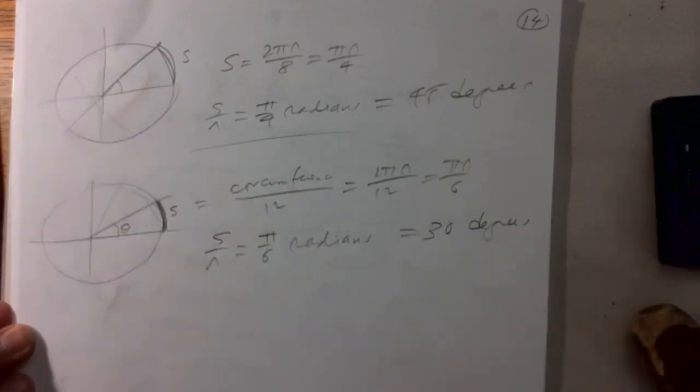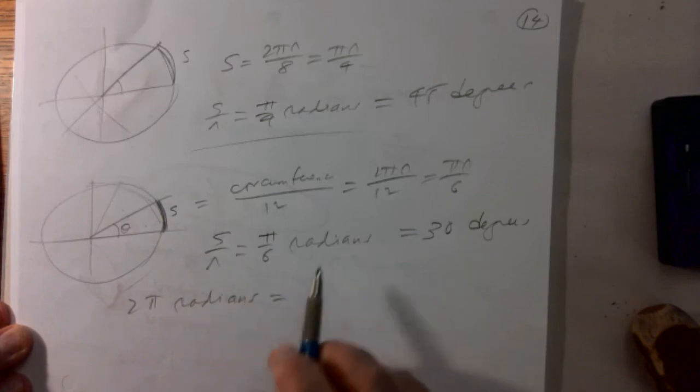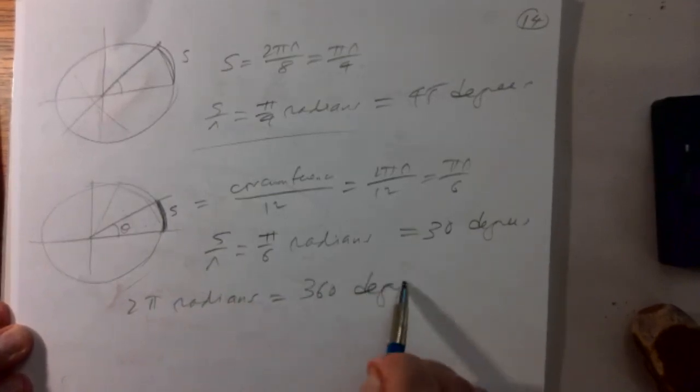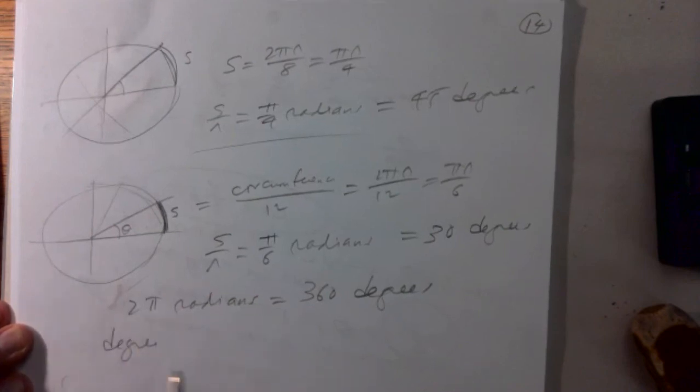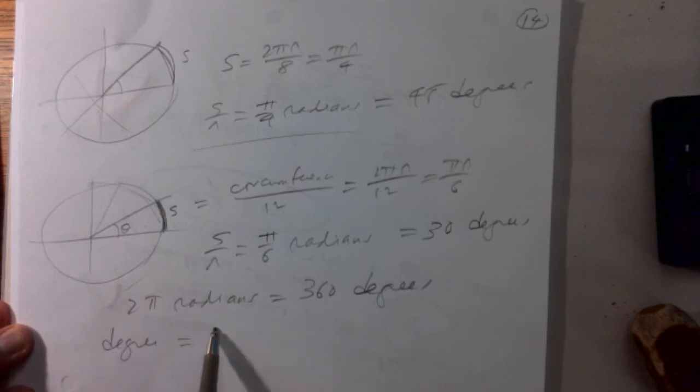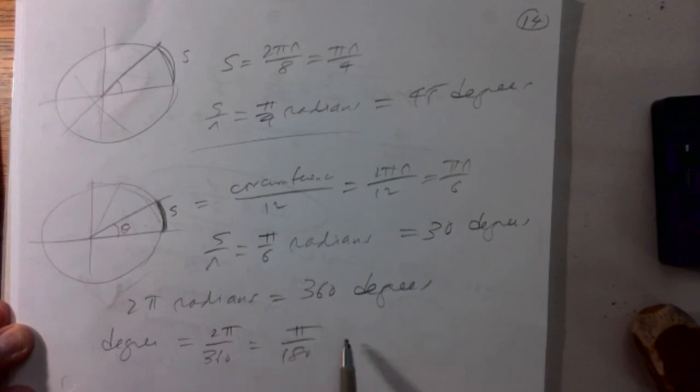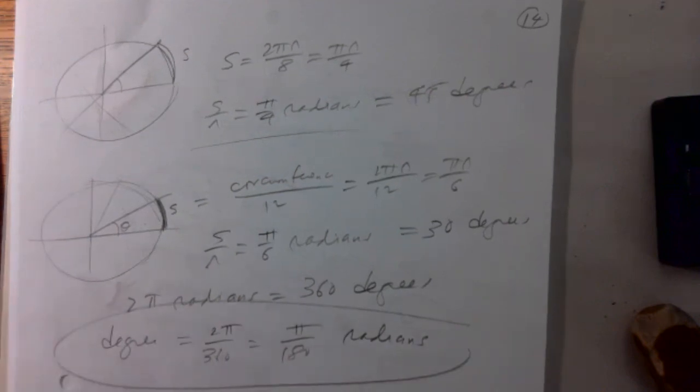If you went all the way around, 2 pi radians is equal to 360 degrees. So if you actually want a formula to convert degrees to radians, 1 degree is equal to 2 pi over 360, or pi over 180 radians. So that's the formula to convert from degrees to radians.